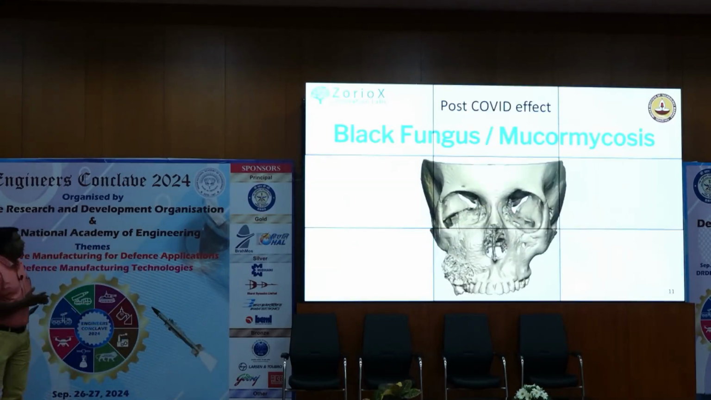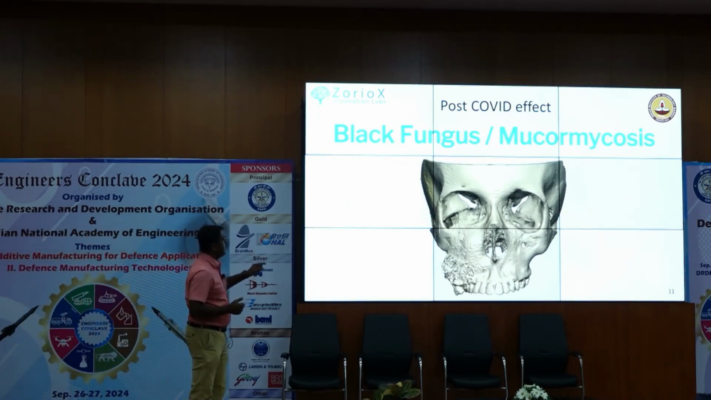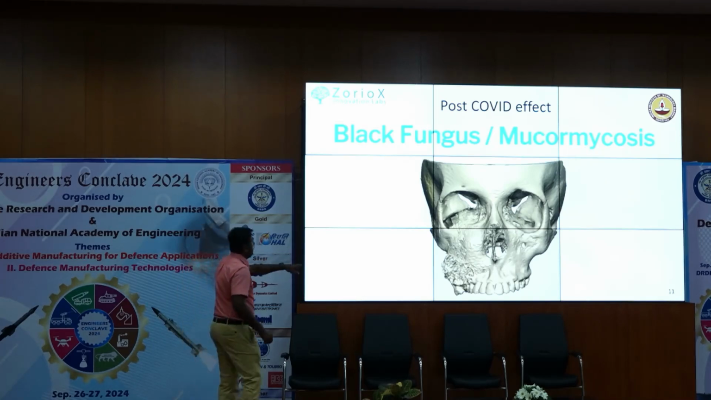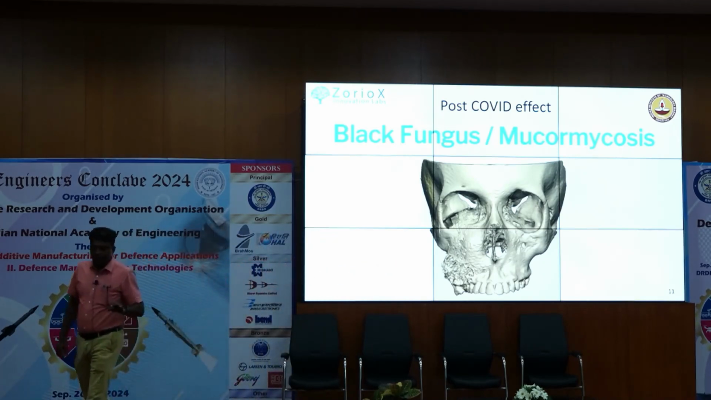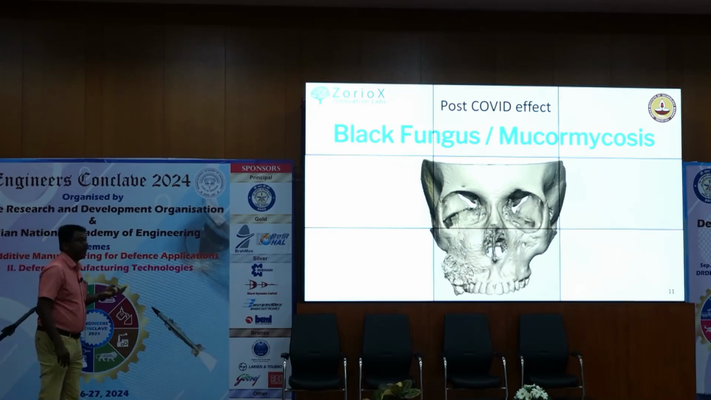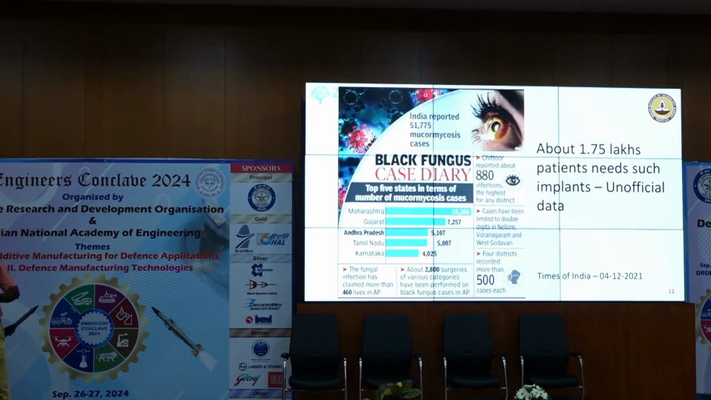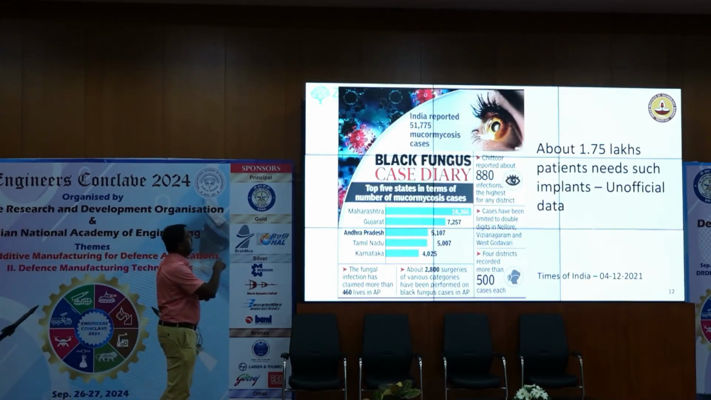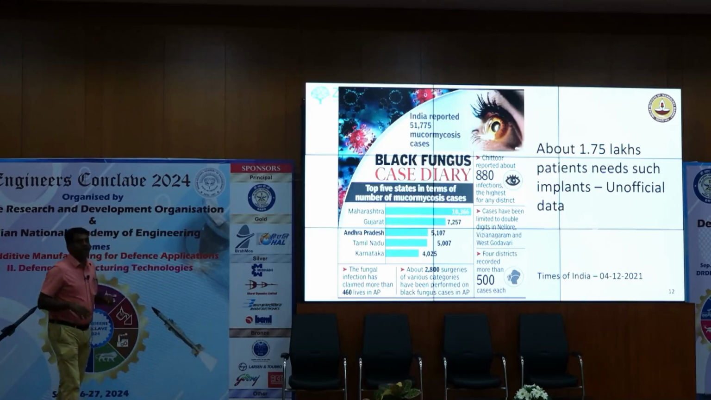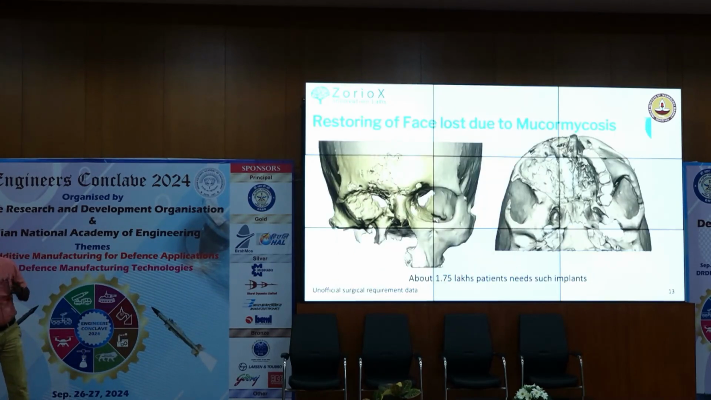One more quick piece of work we have been doing is on facial reconstruction, mainly for black fungus patients. You see here this is a defective face infection. These are the infected regions when a patient encounters black fungus. Especially during COVID, this was a serious problem. A number of cases were recorded. You see these statistics from the Times of India, wave after wave. Close to 1.75 lakh patients lost their face due to this black fungus, because black fungus is dreaded.